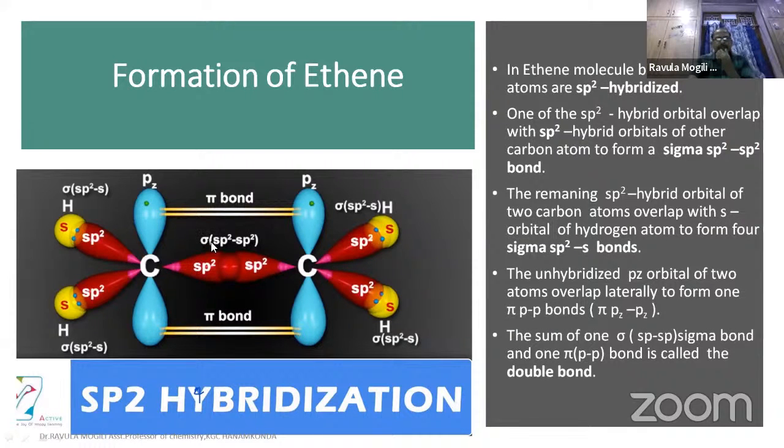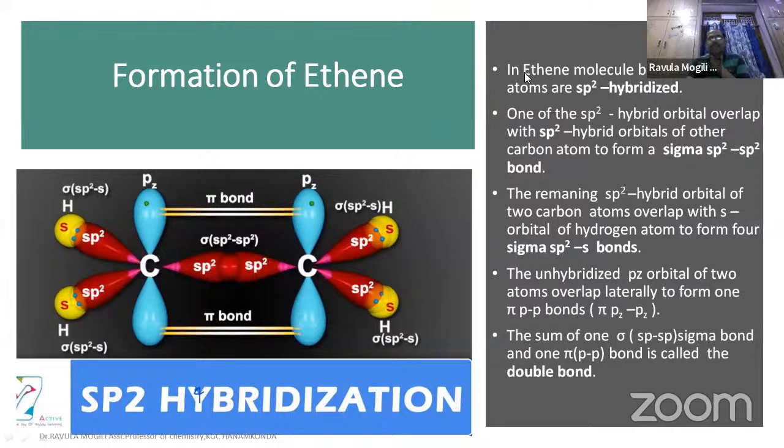In the ethene molecule, sigma sp2 bonds are formed. These two sp2 hybridized orbitals overlap with hydrogen s orbitals, and here also a hydrogen s orbital. They are sigma sp2-s bonds. Next, the unpaired electrons present in the pz orbitals have partial or lateral overlap to the internuclear axis, so they form a pi bond. So this is pi pz-pz.